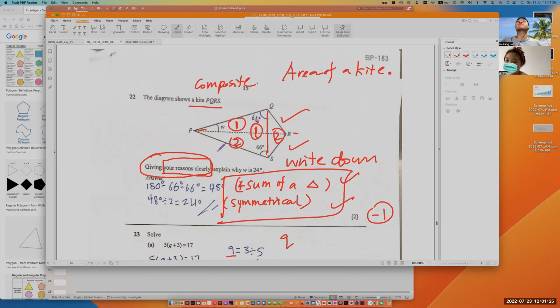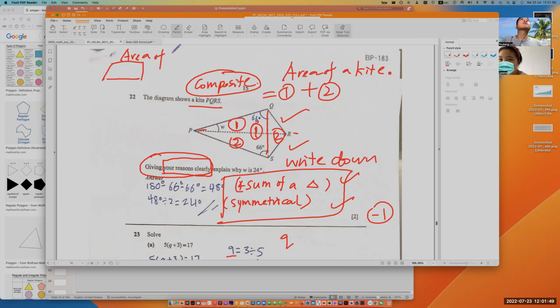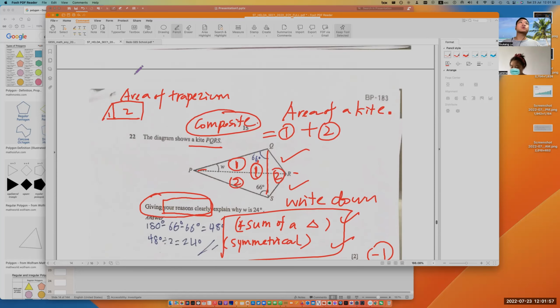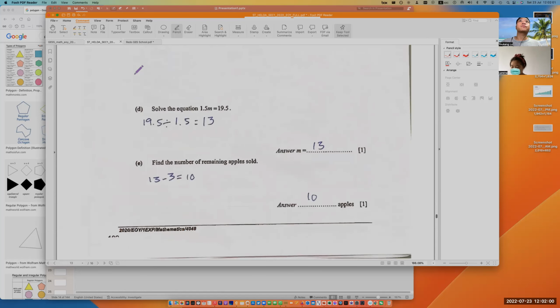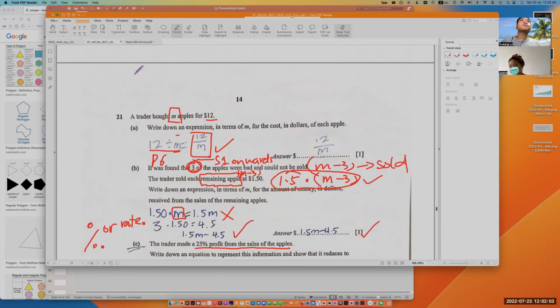So I cannot emphasize this enough. Composite figure, there is no formula. You need to split into 1 and 2, or sometimes 3, then you add them up. Are you clear? Yes. Okay, good. So you don't ask me how do I find the area of a trapezium. There is no formula. You have to somehow split them, and then you find out 1 and 2. So don't ask me what's the formula already. There's no formula. Okay, good. So this one also done.